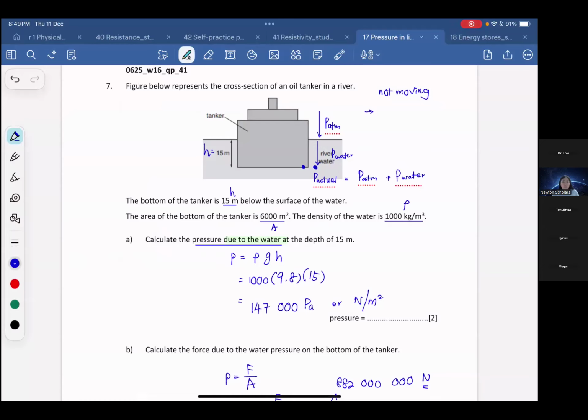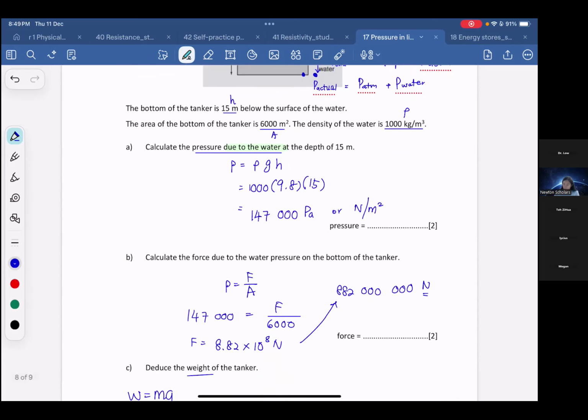Balanced or unbalanced? Zihua? Balanced. Yes, very good. If balanced, what happens to the force? Net force. What happens to the net force? 0. Cancel out. Yes, very good. So your upward force minus your downward force equals 0. Very good. Since the oil tanker is floating, it's not moving, so in this case, this is a balanced force. When force is balanced, net force is 0, which means that upward force must be equal to downward force.